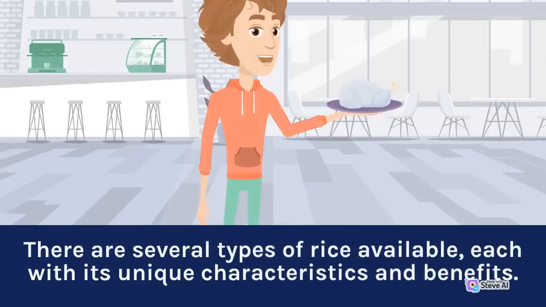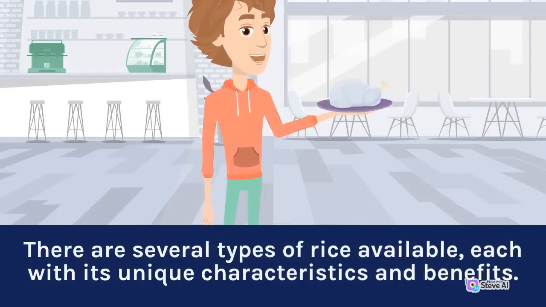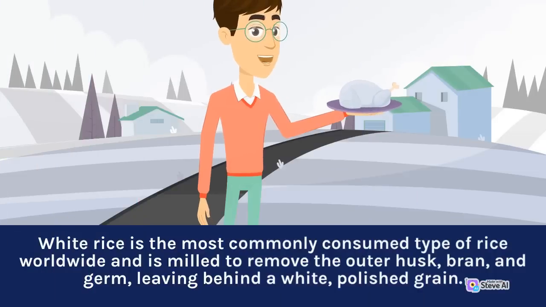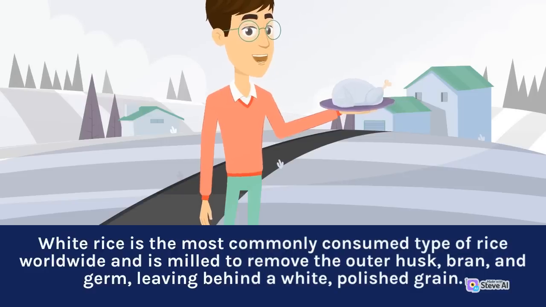There are several types of rice available, each with its unique characteristics and benefits. White rice is the most commonly consumed type of rice worldwide and is milled to remove the outer husk, bran, and germ, leaving behind a white, polished grain.